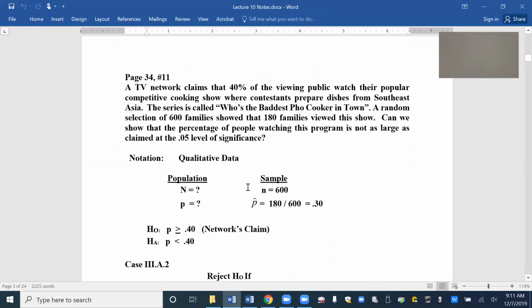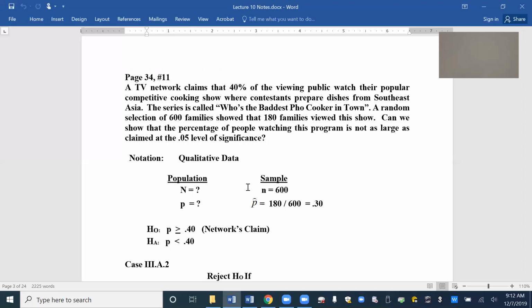Our first little practice problem was on page 34, number 11. A TV network claims 40% of the viewing public are watching the competitive cooking show where contestants prepare dishes from Southeast Asia. And the series is called Who's the Baddest Pho Cooker in Town? Yes, I wrote that. You will not find that anyplace else.